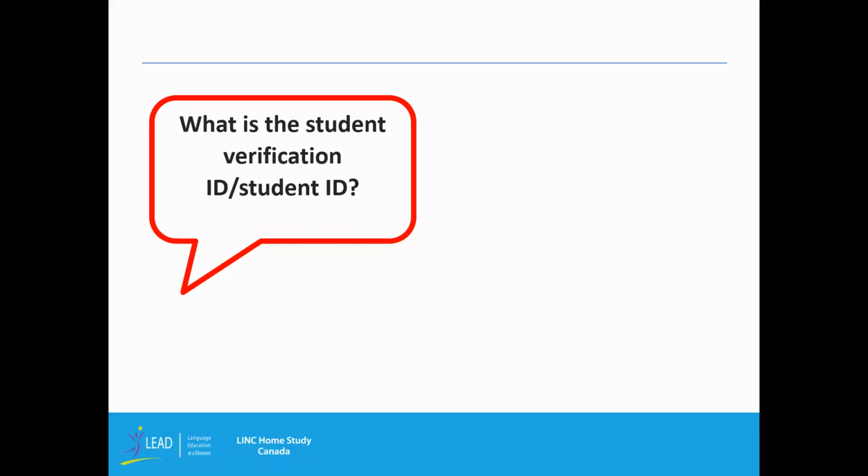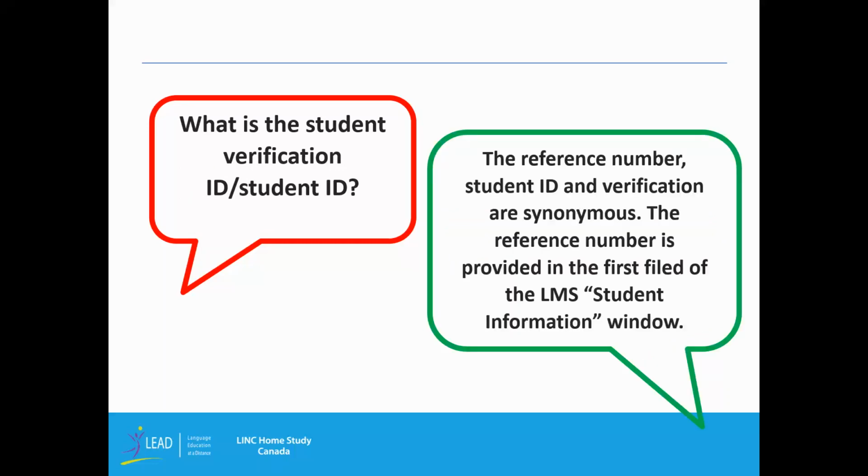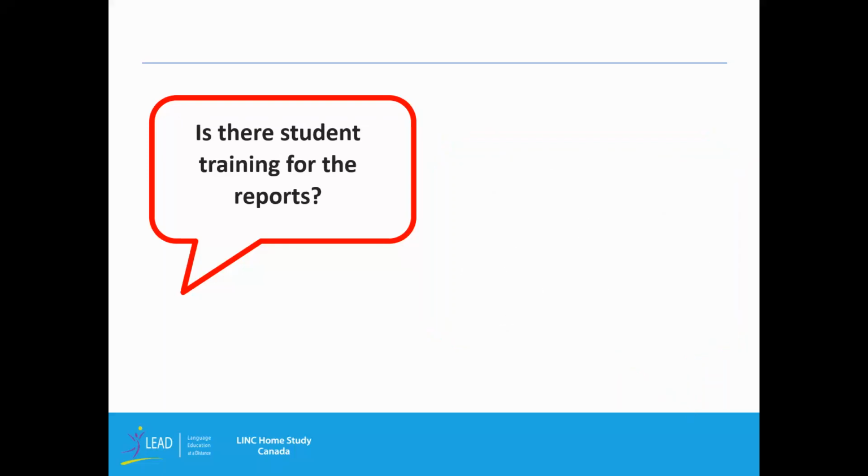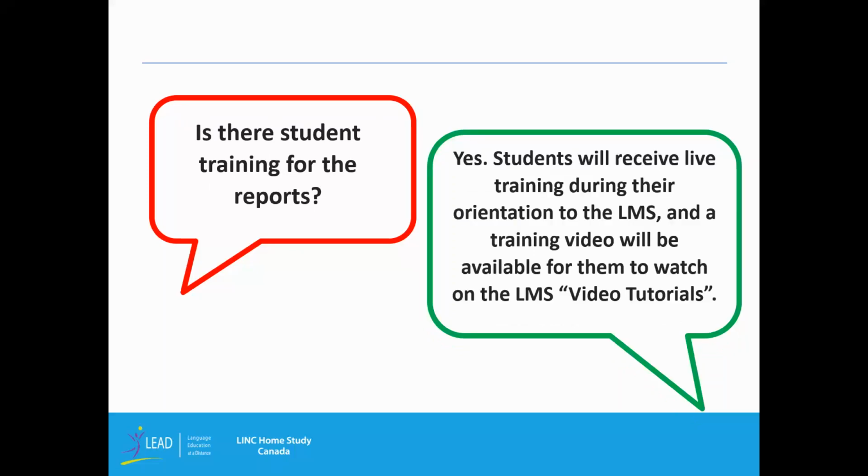What is the student verification or student ID? The reference number and the student ID number are synonyms. The reference number is provided in the first field of the LMS student information window. Is there a student training for the reports? Yes. Students will receive live training during their orientation to the LMS, and the training video is available for them to watch on the LMS video tutorials.